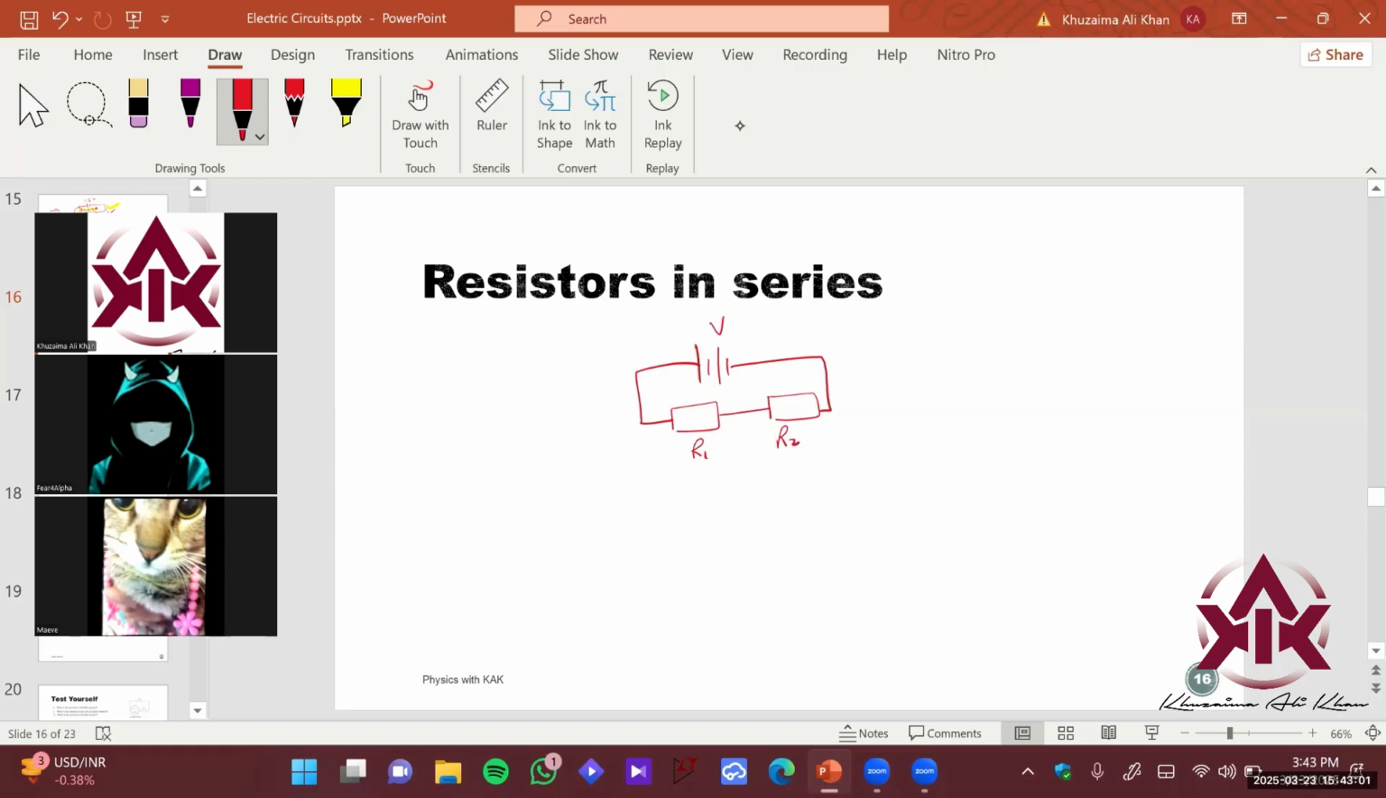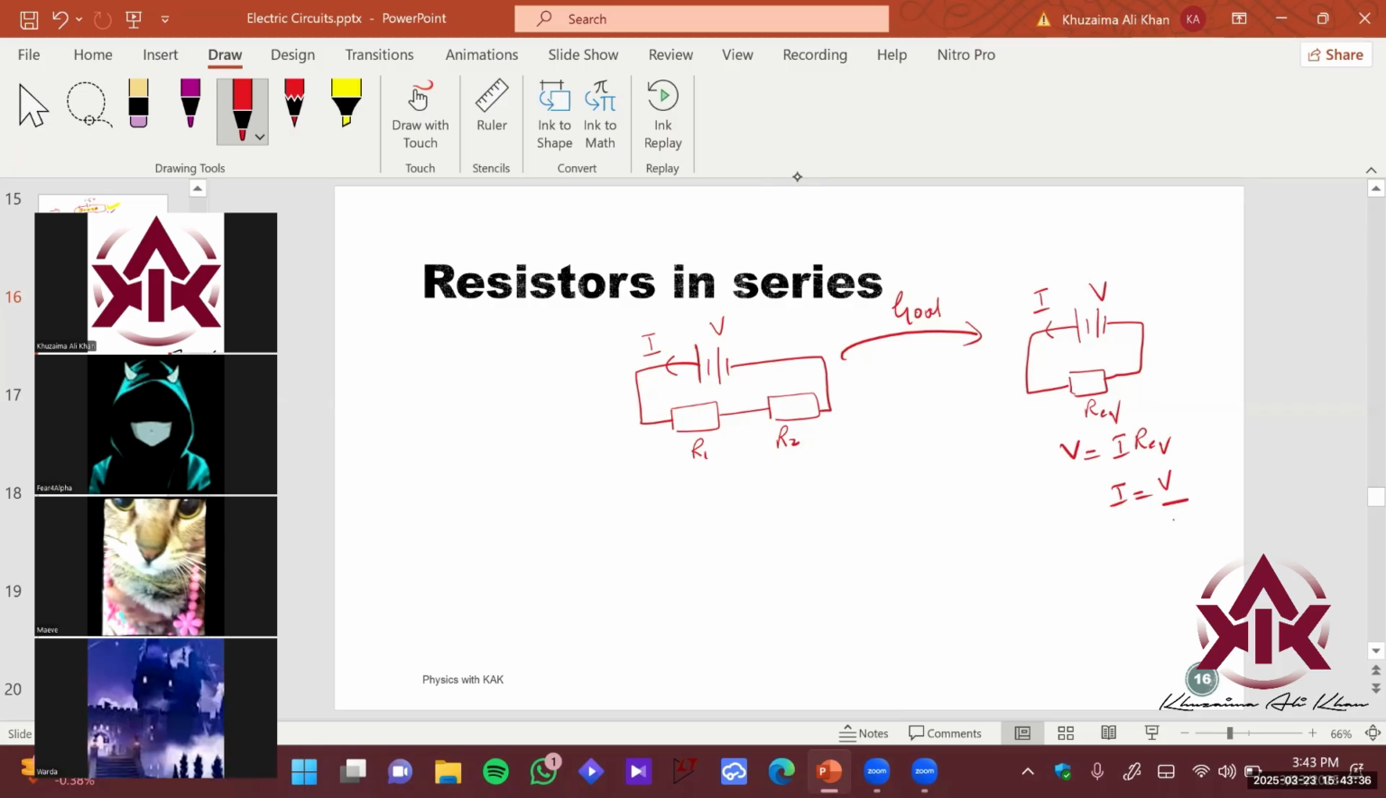What is the goal? The goal is to convert this into a circuit which I can solve easily and find the current flowing through the circuit. So the goal is to convert this circuit into this form, R equivalent. And over here, I can simply apply Ohm's law to find the current. My current is going to be simply the voltage of the battery divided by R equivalent here. So this is my goal here.